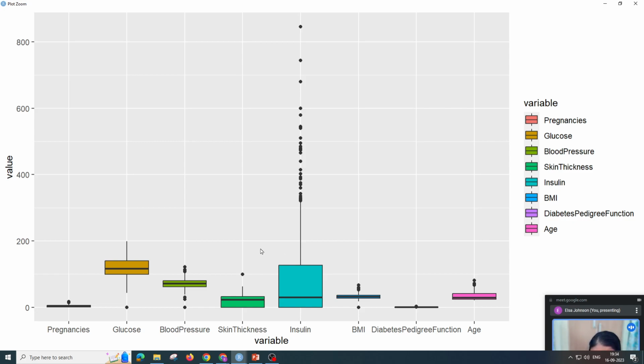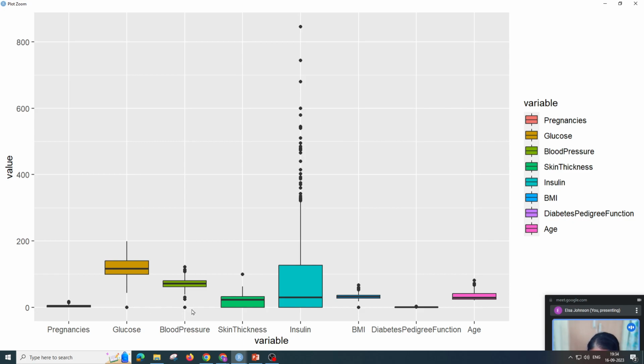Right now you can see this is the box plot for the different variables, color coded according to the different variables. You can see that insulin has many different outliers, right? And these are the distributions. The middle line will show you the mean or the median. Then the other things are the 25th percentile and the 75th percentile of the data. Then these are the whiskers of the box plot, okay? And these are the different outlier values.